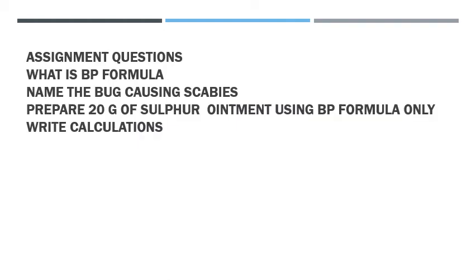Now, at the end there are certain assignment questions that you have to write answers for, but before going to that, I will tell you certain viva questions that you may be asked during your practical. Number one: what does BP formula stand for? As I told you, British Pharmacopoeia. And it indicates the ratio of sulfur to paraffin of 1 to 9, so 10% sulfur and 90% paraffin.